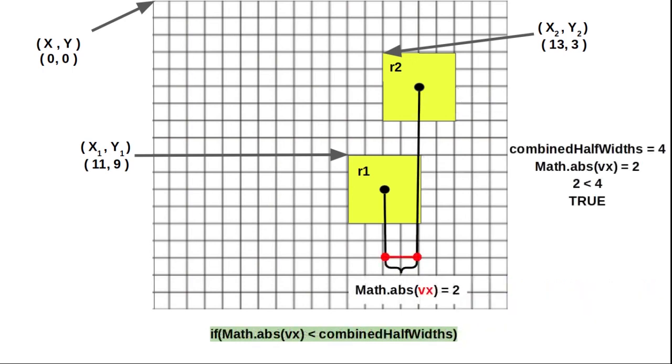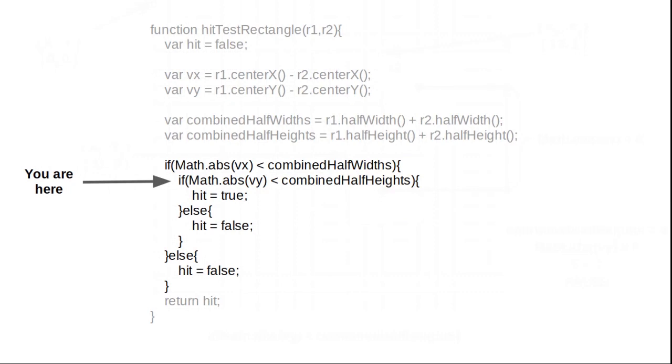Now that we have values for both vx and combinedHalfWidths, we can use an if statement in the next line to check whether or not the absolute value of vx, meaning the value of vx with the positive or negative symbol simply ignored, is less than combinedHalfWidths. In our example here, the absolute value of vx is 2, and combinedHalfWidths is 4. 2 is indeed less than 4, so our if statement is true. This means that the next line to be read will be the next if statement.